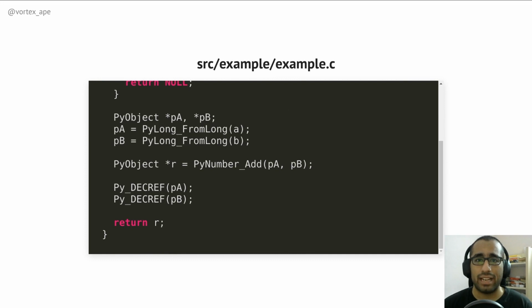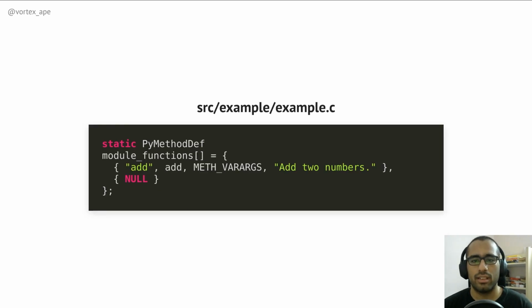But before we do that, we need to use Py_DECREF to decrease the reference count for pa and pb, the two PyObjects that we created. This will ensure that pa and pb are deallocated by Python's garbage collector. If you're writing an extension module using the Python C API, you need to be aware of Python's reference counting model for memory management so that you do not leak memory. You can check out the resources in the last slide to learn more.